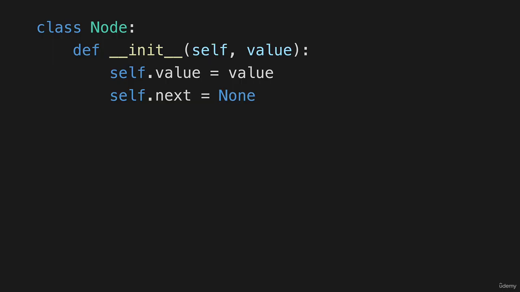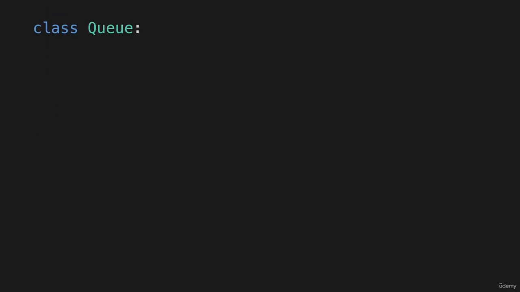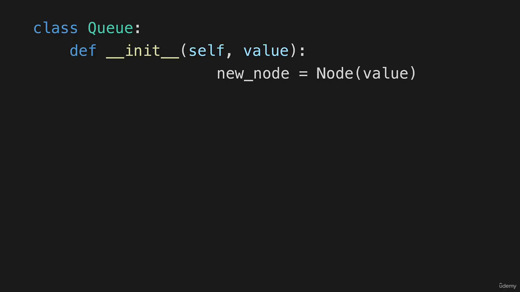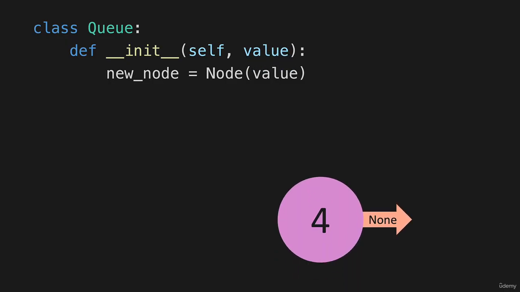This is the same node constructor that we used with linked lists, and the same one we used for stacks. Now let's start off our Queue class and start building the constructor. So the first thing we're going to do in the constructor is build a node like this. We'll pass that a value, and that creates our node.